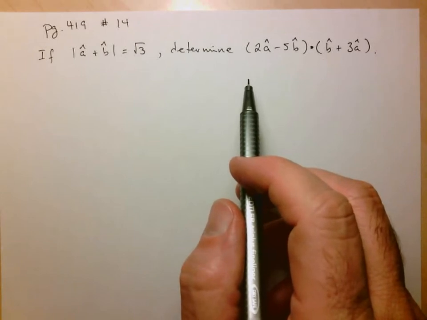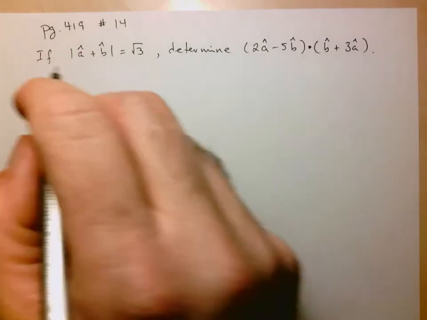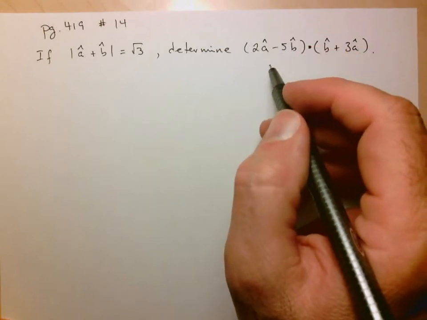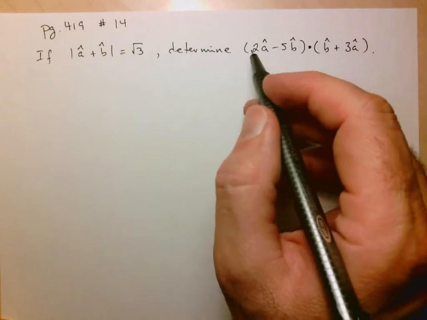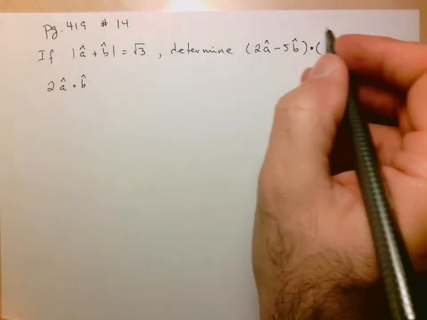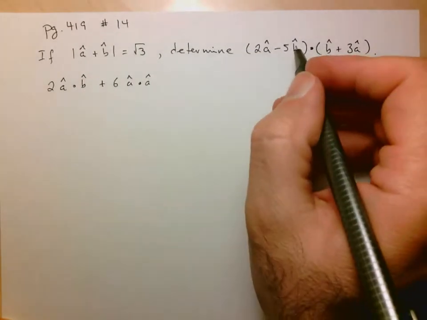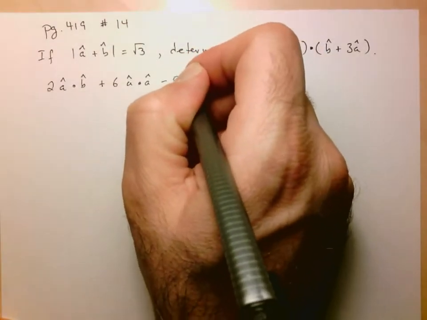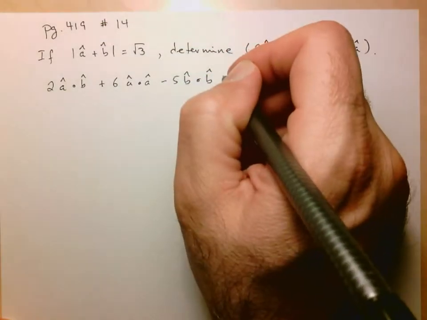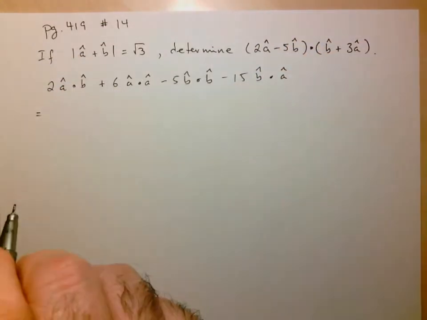Okay, so I'd say the first thing to do here is to expand this expression and see what we can get. So if we take that expression, we can distribute this like we do two binomials, just with the dot product. So here we've got 2a dot b, then plus 6a dot a, then minus 5b dot b, and then minus 15b dot a.